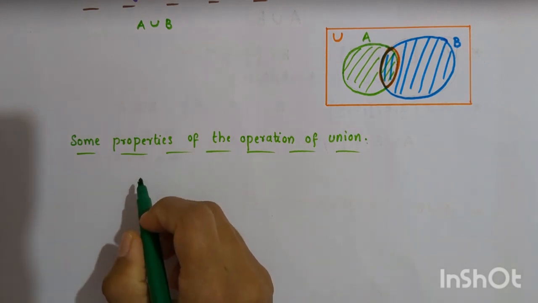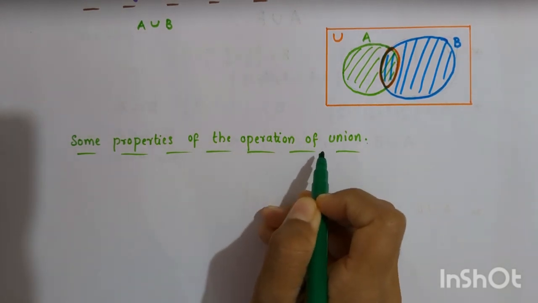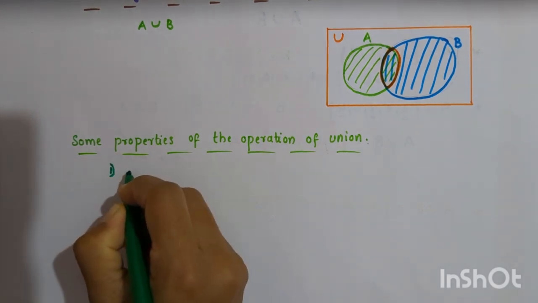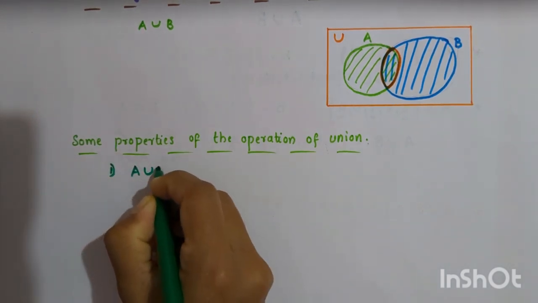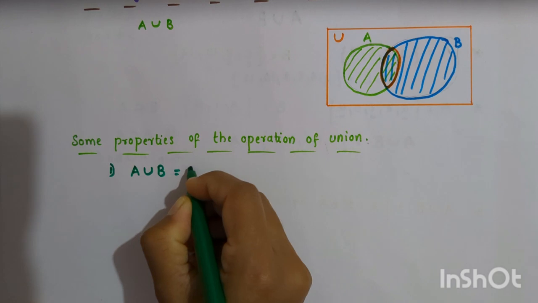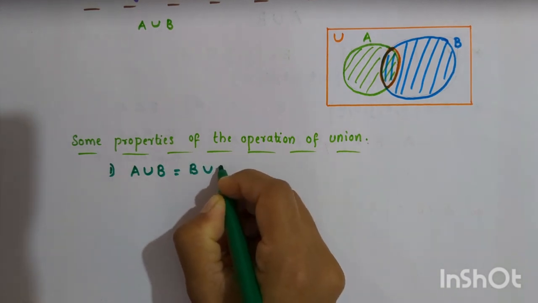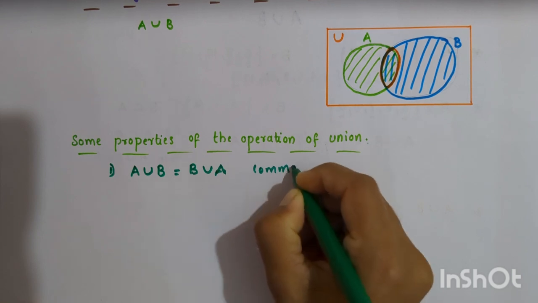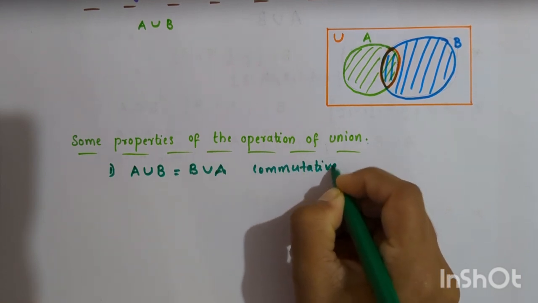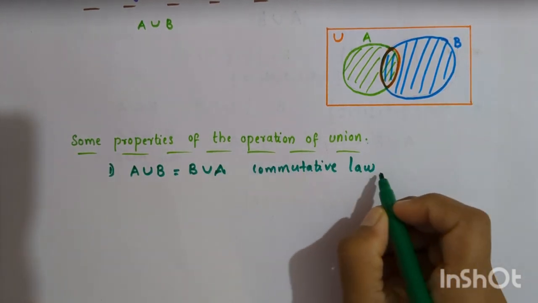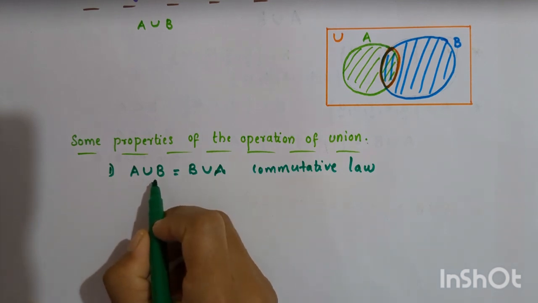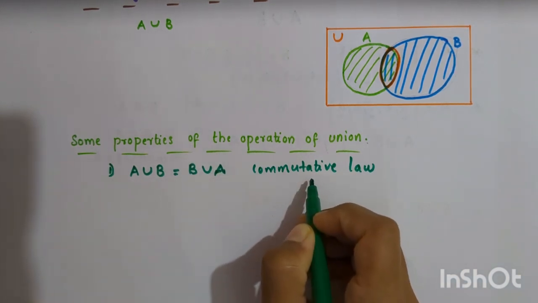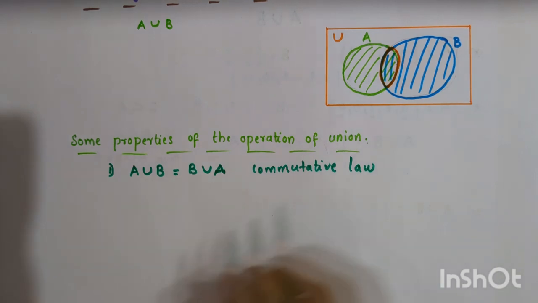Now let us see some properties of the operation of union. The first property is A union B equals B union A. This is known as the commutative law. So this is the first property for the union of two sets: A union B is equal to B union A. Let us see one example for that.